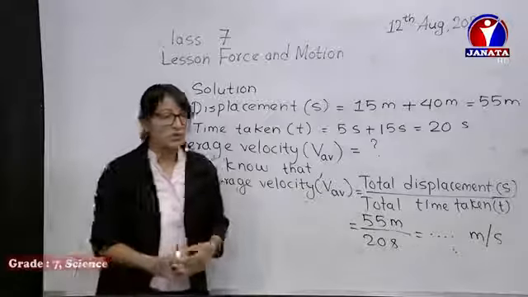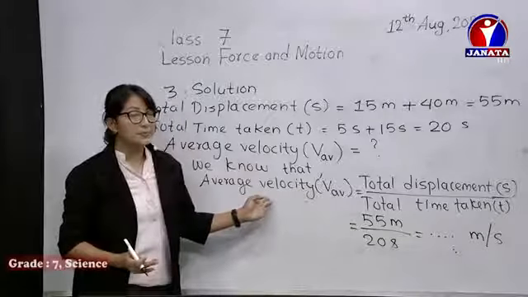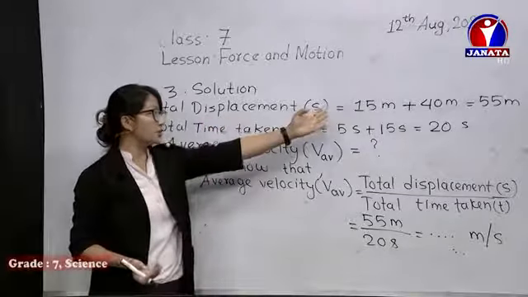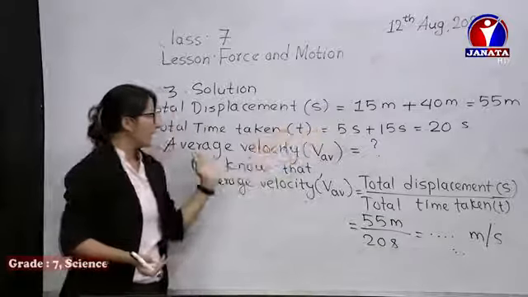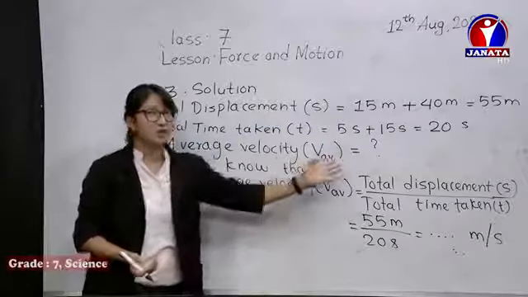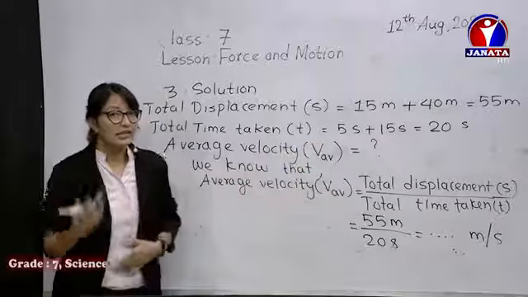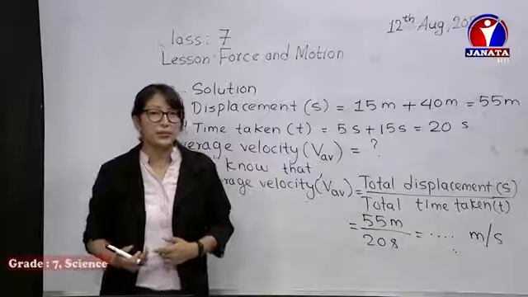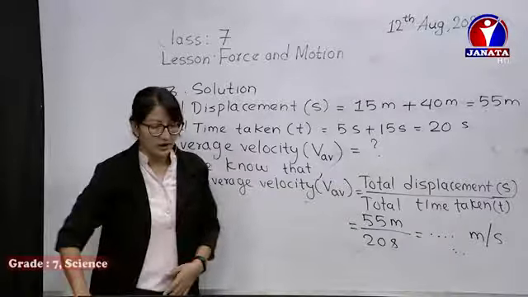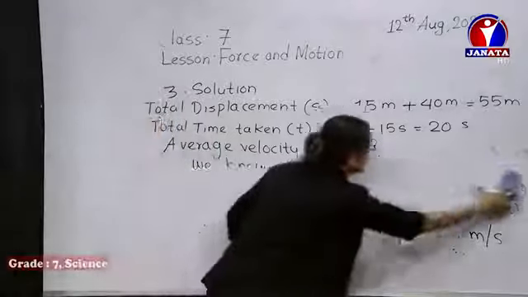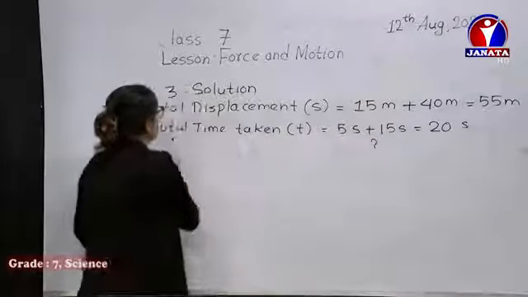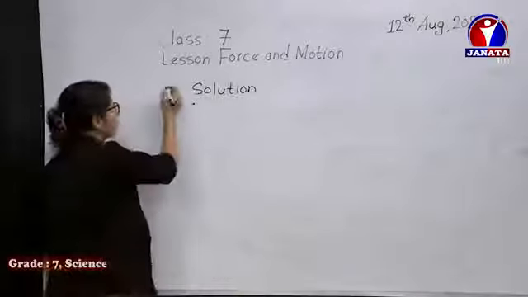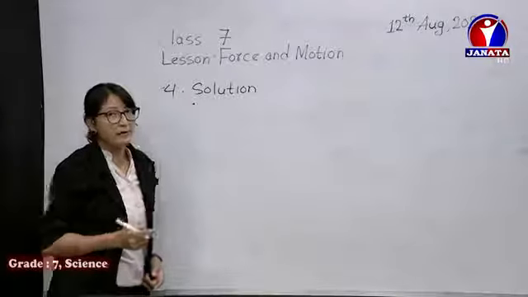So we practiced 3 numericals related to velocity: one speed, one velocity, and another average velocity. For revision, total displacement you can check, total time taken, and average velocity is total displacement by total time taken. In case you are given initial velocity and final velocity, you could simply use the formula u plus v by 2. Next one, let's discuss simply number 4, just to make you clear about average velocity.